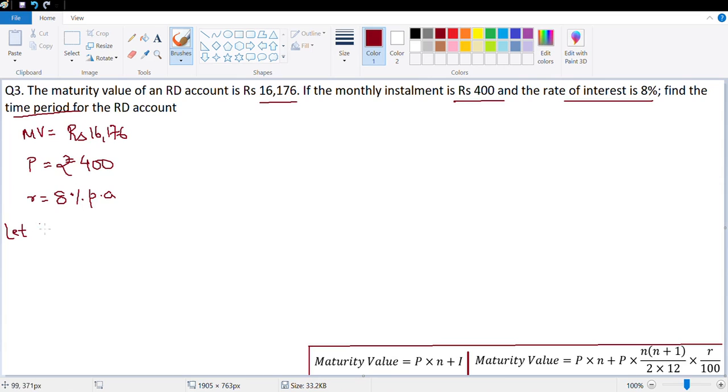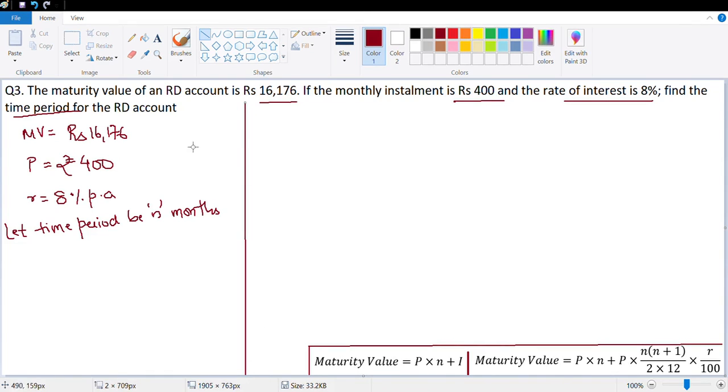So let time period be n months. I remember doing this kind of a question in exercise 1 where we ended up with a quadratic equation. Let's see how this one works. So I know maturity value is equal to P into n plus interest, which is P into n plus 1 upon 2 into 12 multiplied with R upon 100. Let's substitute values and see what we get.